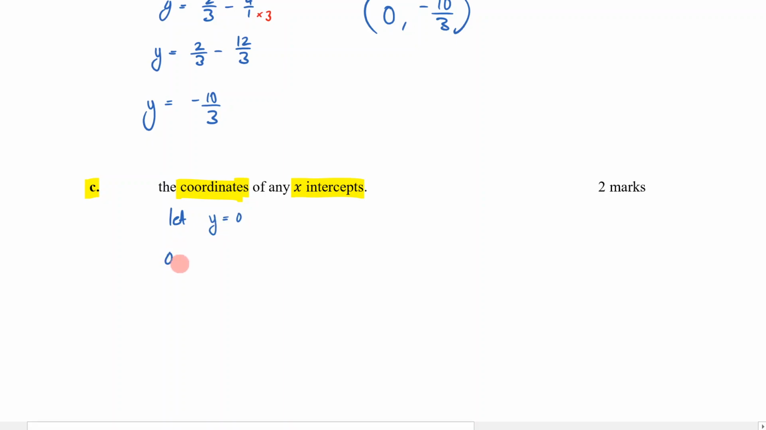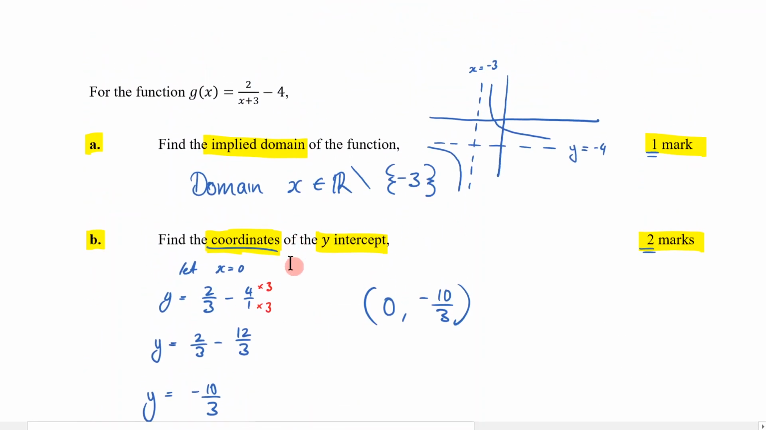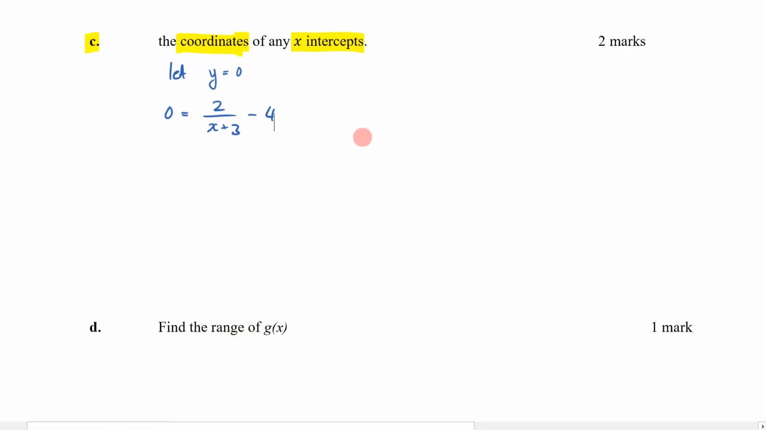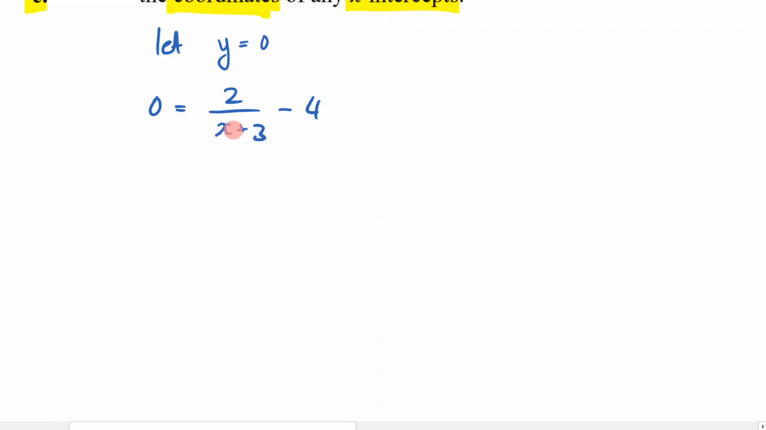So that means I'm going to get 0 is equal to 2 on x plus 3 minus 4. Let me just double check that is correct. 2 on x plus 3 minus 4, perfect. And now I'm just going to rearrange, so I isolate this x by itself. So I'm going to plus 4 on both sides to start off with. Then I'm going to multiply both sides by x plus 3. So that's going to leave me with 4x plus 3 here, and then just 2 on this side.